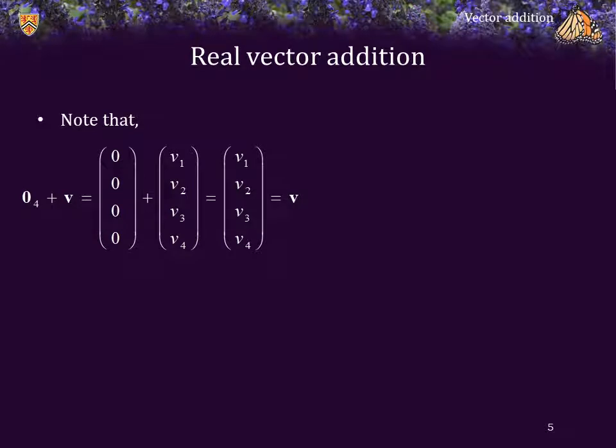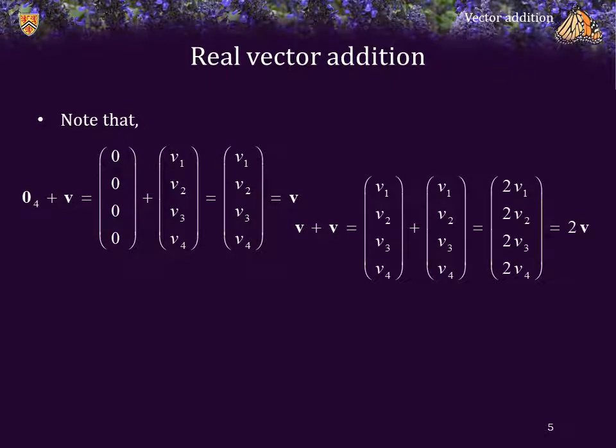Now, note that if you have a vector in R^4 and you add to that the 0 vector in R^4, then the sum of those two is just the vector v itself. Similarly, note that if you add a vector to itself, you just get twice each entry, which is also equal to the scalar multiple of v by 2.